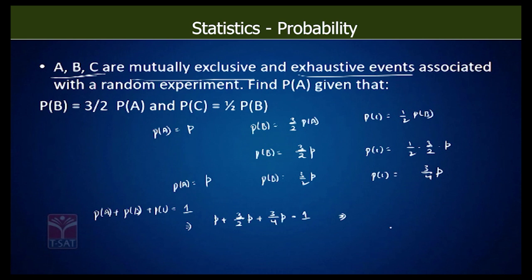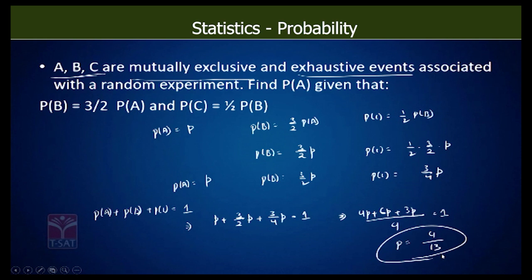Simplify. 4P plus 6P plus 3P, which is equal to 1. P will be equal to 4 by 13. That is nothing but the probability of A. Probability of A is 4 by 13. So using this probability of A, you can find the probability of B and probability of C as well.